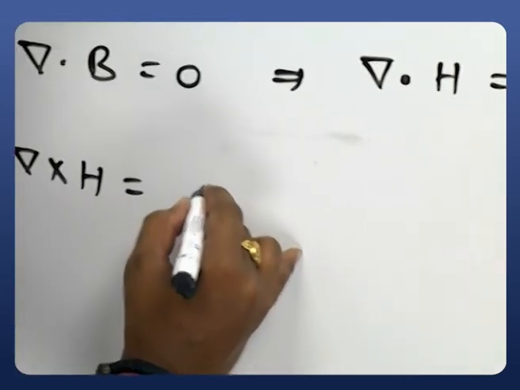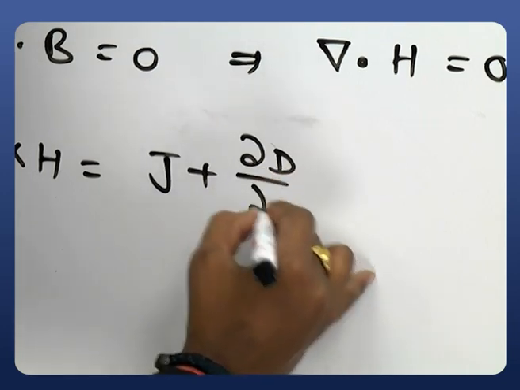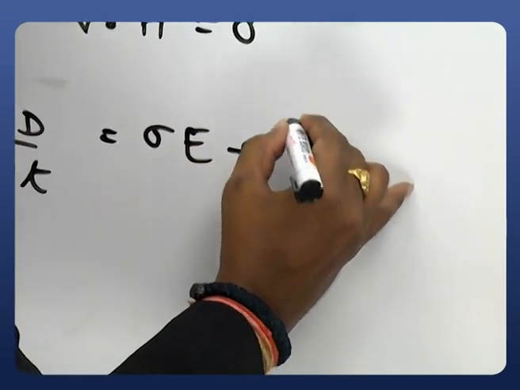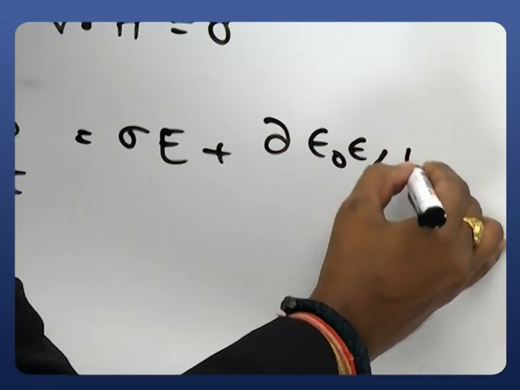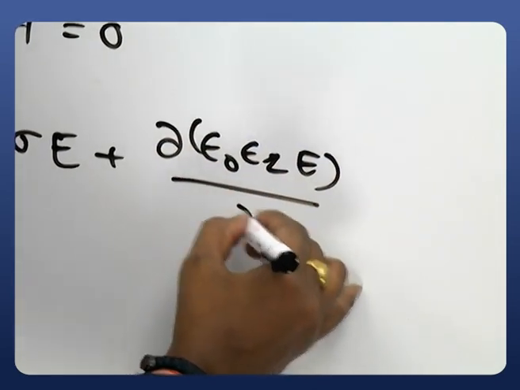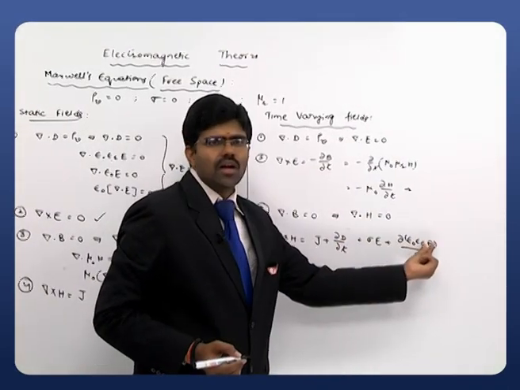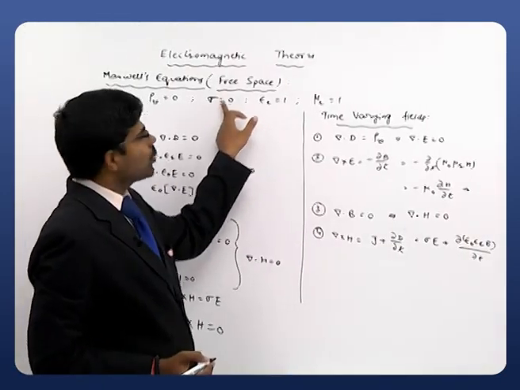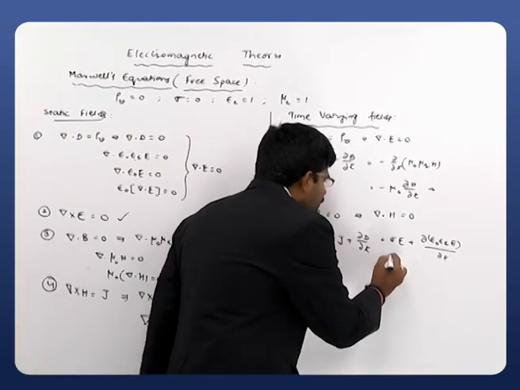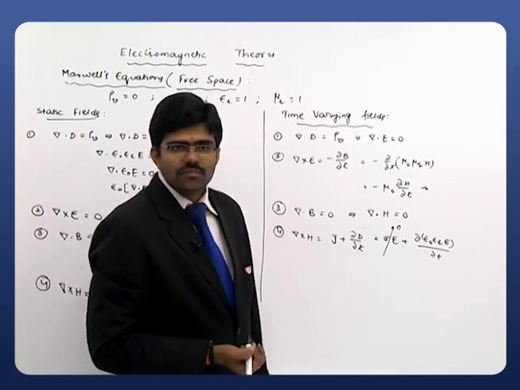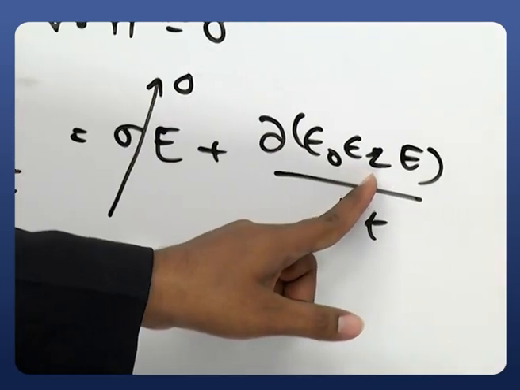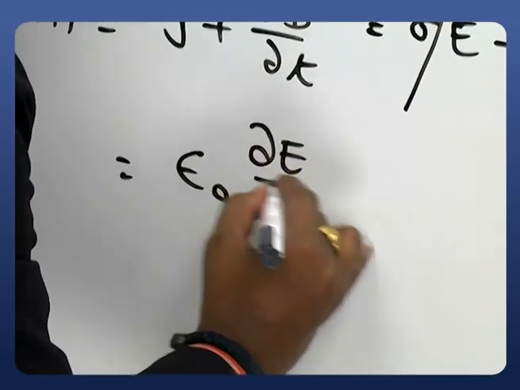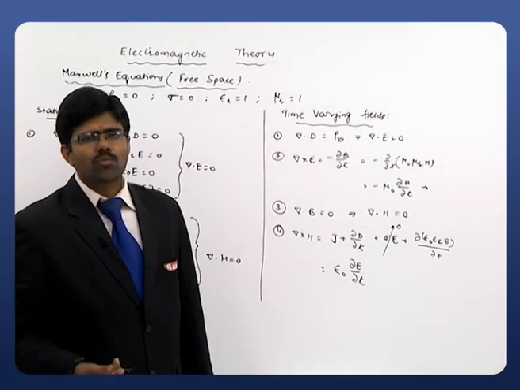For the time varying field, it is J plus dD by dt, which can be written as sigma E plus d(epsilon naught epsilon r E) by dt, since D can be replaced with epsilon naught epsilon r E. Now once again observe here, sigma is 0 for free space, so this term vanishes. And epsilon r is equal to 1. So clearly the right hand side can be written as epsilon naught dE by dt. Simply this is the modification that we have.